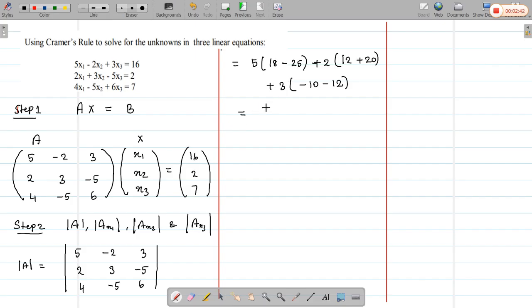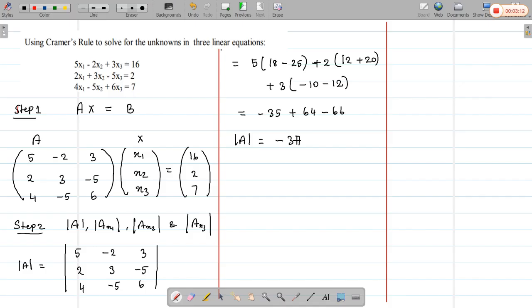So what is the answer here? Minus 35 plus 64. This is minus 22 minus 66. What is the determinant of A? Minus 37. Any questions?